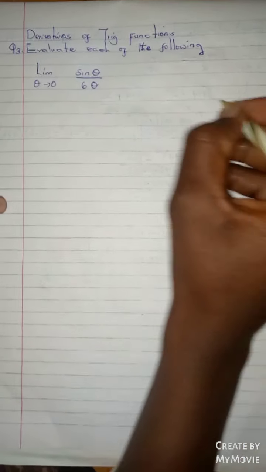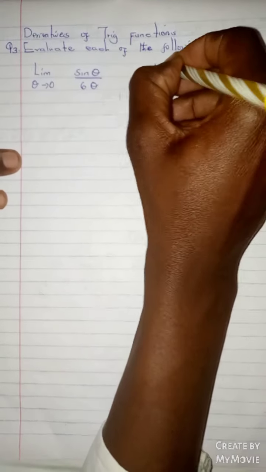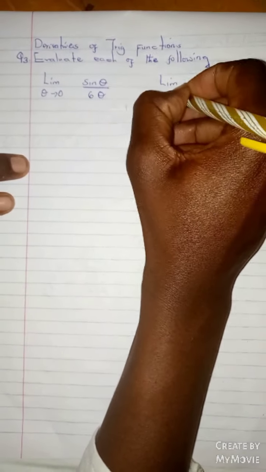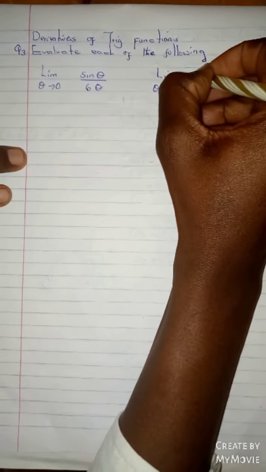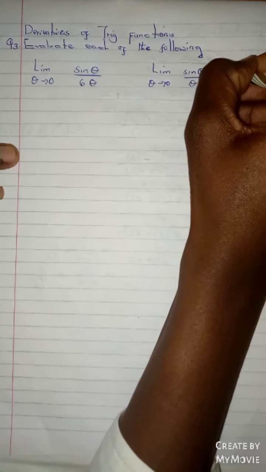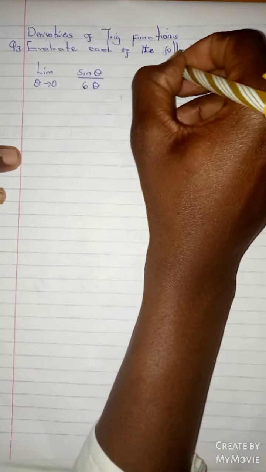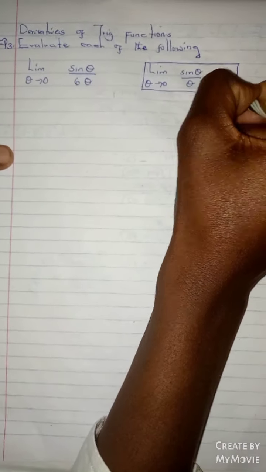Before we work out this question, I want you to remember this fact or formula, which states that the limit as theta approaches 0 of sine theta over theta will give us a 1. This is the first theorem that you will employ.